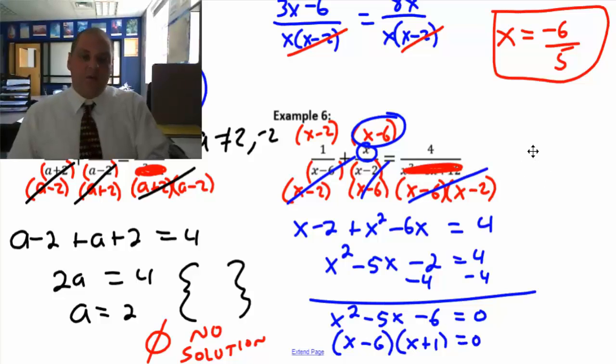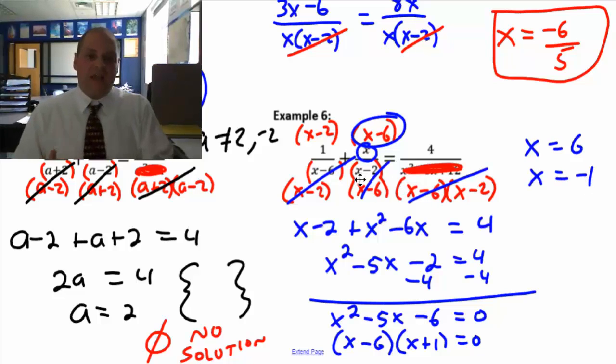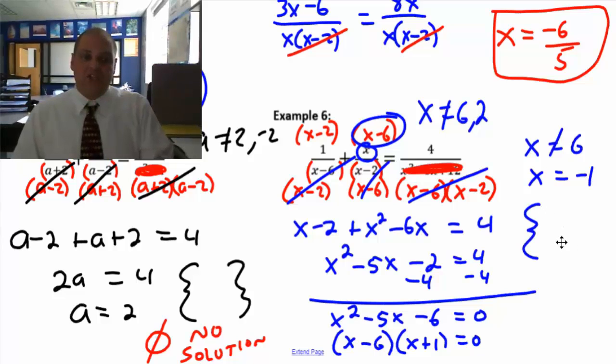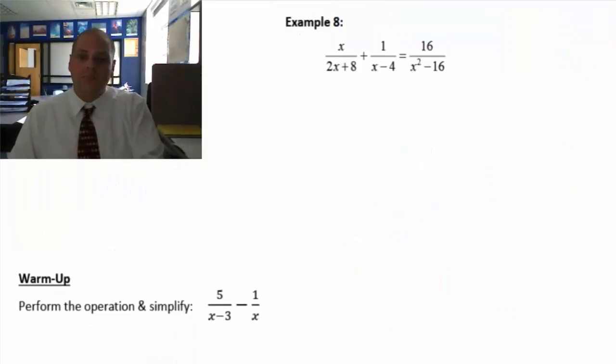And I get x equals 6, and I get x equals negative 1. But I have to check with my original, what can x not be? X can't be 6, and it can't be 2 based on my factors here in the denominator. So x can't be 6, so my solution is just negative 1. I have to reject the 6. That's a reject. 2 more.